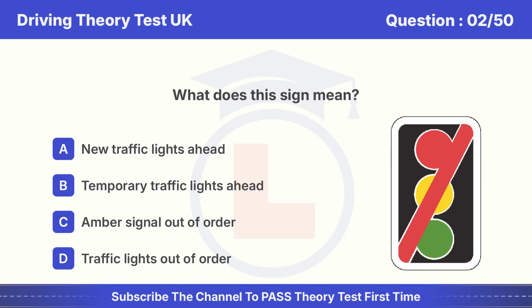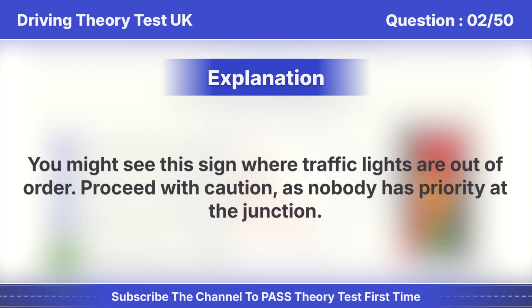Question 2. What does this sign mean? Answer is D. Traffic lights out of order. You might see this sign where traffic lights are out of order. Proceed with caution, as nobody has priority at the junction.